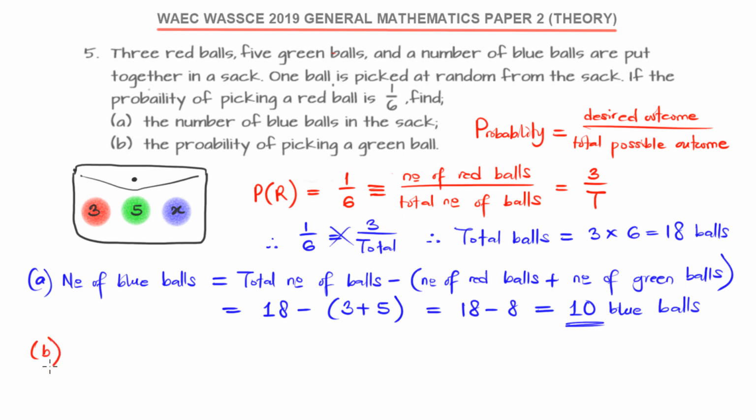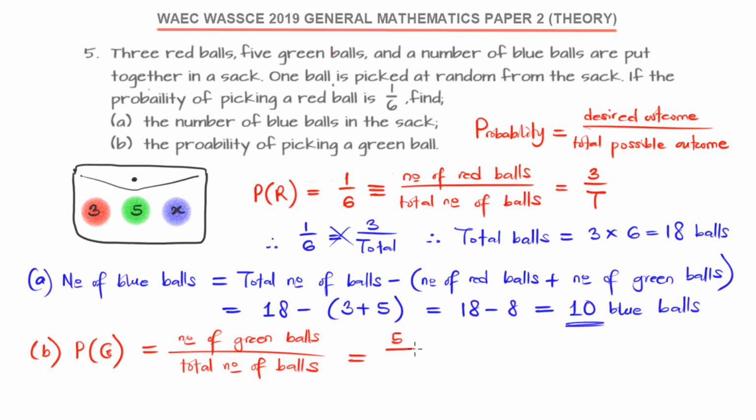So our second question, the probability of picking a green ball. Probability, like we defined before, is the desired outcome over the total possible outcomes. In this case, that will be the number of green balls over the total number of balls in the sack. We've been told that we have 5 green balls, and the total number we have gotten to be 18. So the probability of picking a green ball is 5/18. Just understanding that probability is desired outcome over total possible outcome helped us to solve this question, and that's all we need to do.